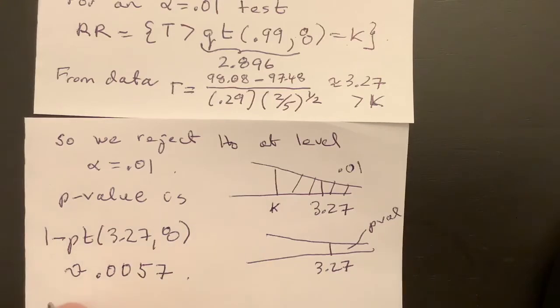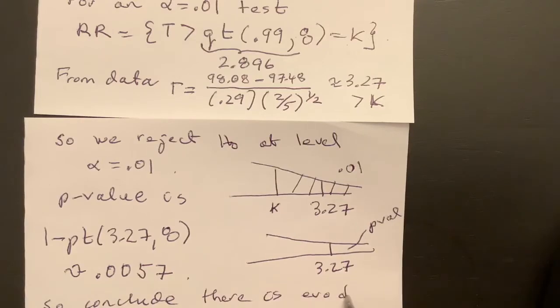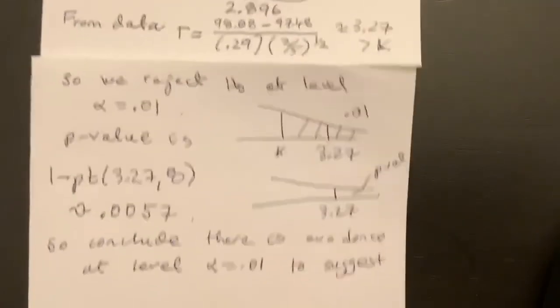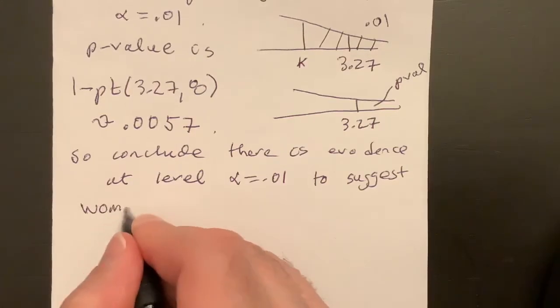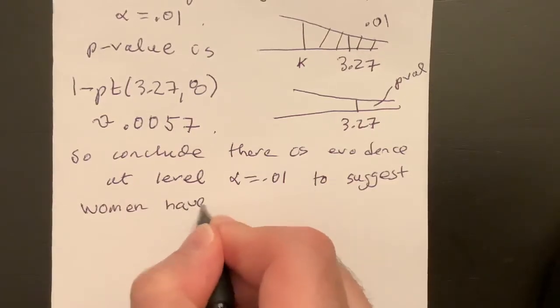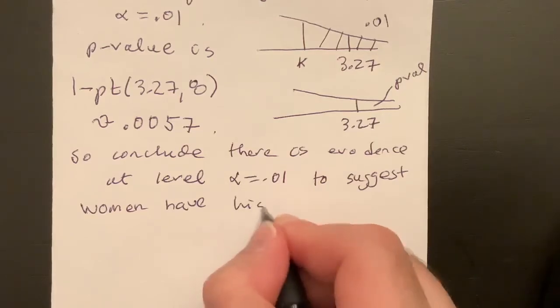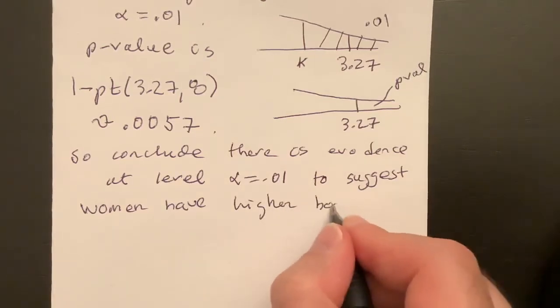So we conclude there is evidence at level alpha equals 0.01 to suggest that women have higher body temp.